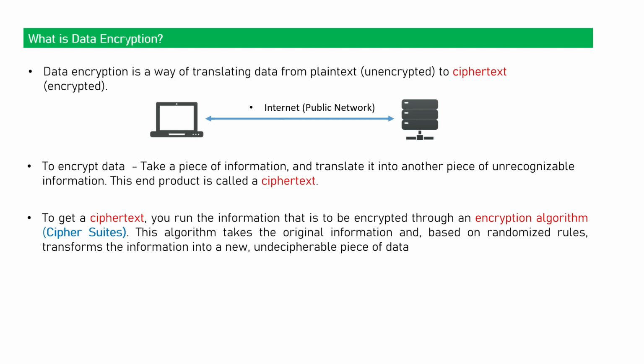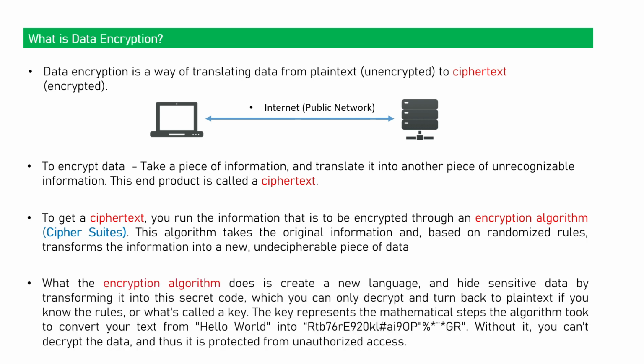And that keeps enhancing day by day. So with the help of encryption algorithms, which are also called the cipher suites, we change the plain text into the encrypted form. The encrypted form of data is called the ciphertext, and the algorithms that we use for plain text encryption are called encryption algorithms, or cipher suites. What the encryption algorithm or the cipher suite does is create a new language and hide sensitive data by transforming it into this secret code.